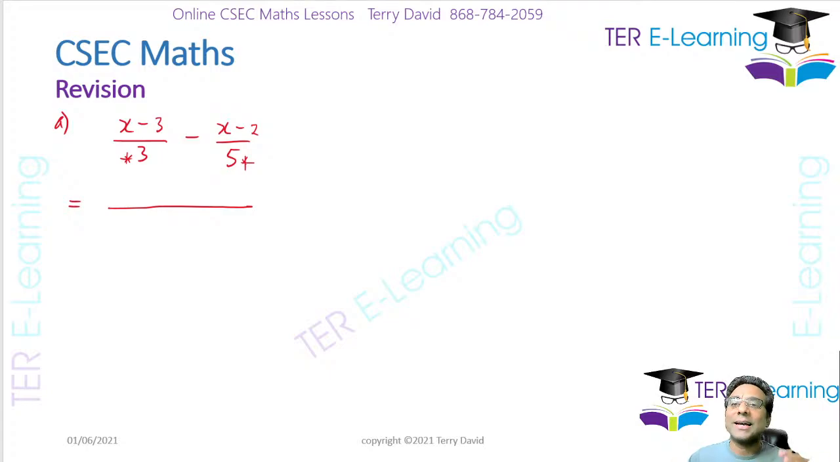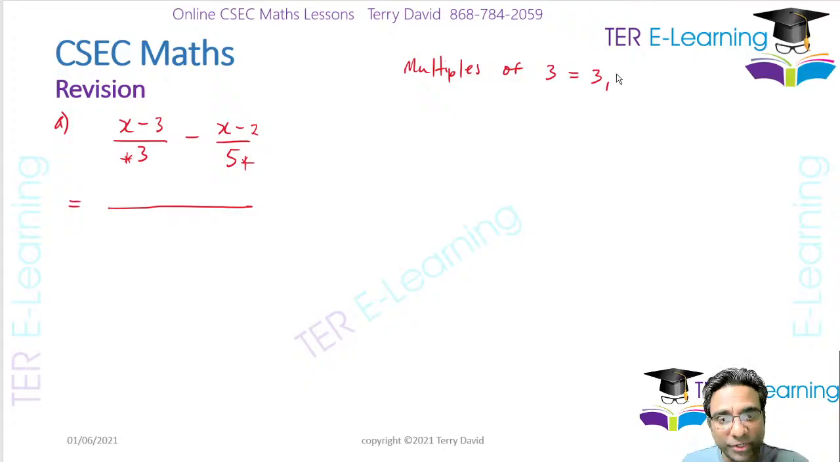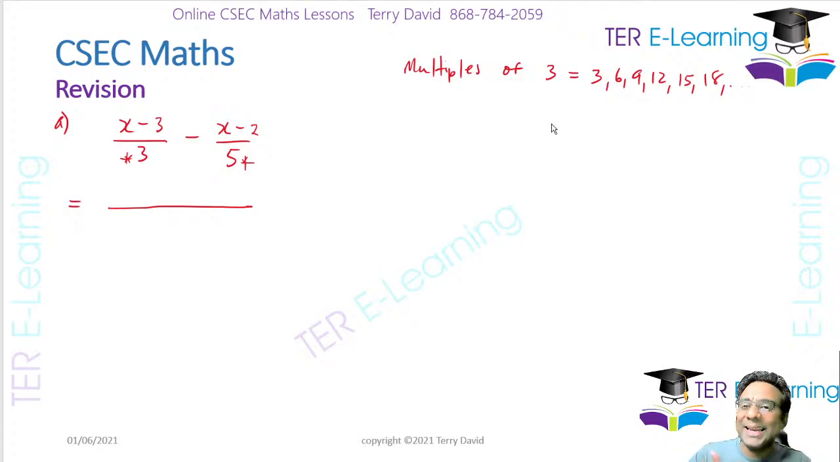Multiples are numbers that something else can go into. Let me show you what I mean. The multiples of 3 are the numbers that 3 can go into: 3, 6, 9, 12. You just keep adding 3 all the time: 15, 18, and we keep going. Multiples are an infinite set, so you'll go on forever.